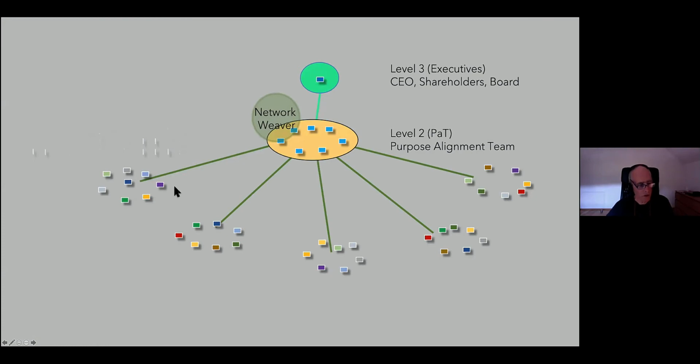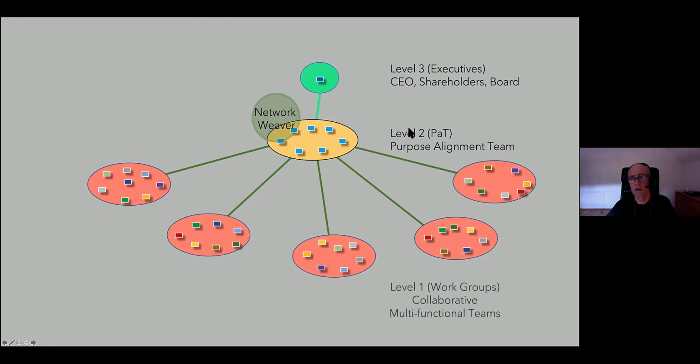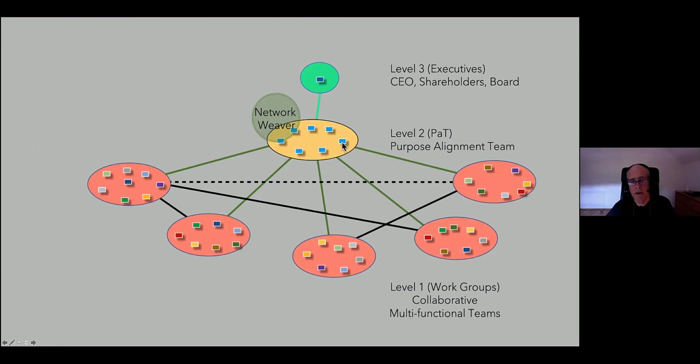Basically, it's trying to show you here that the equivalent of the executives is this part of the network that's plugged in to the purpose alignment team, and that consists of a varying number of experts in different fields, which are not necessarily the experts that you would find in the executive or senior management level of an organization. We're looking for a different type of person here as opposed to the traditional approach.